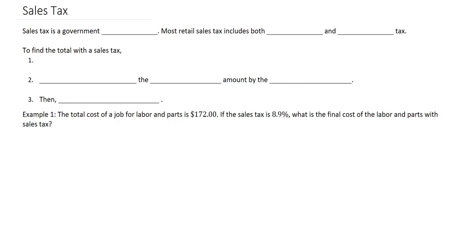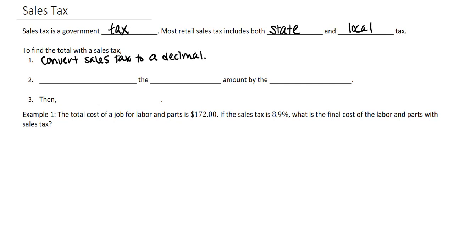Sales tax is just a government tax. Most retail sales tax includes both the state and local tax. So to find the total with the sales tax, we're going to first convert the sales tax to a decimal. That means we're going to divide it by 100%.